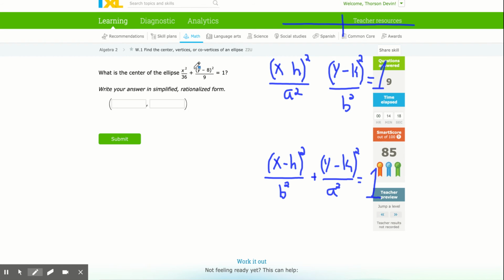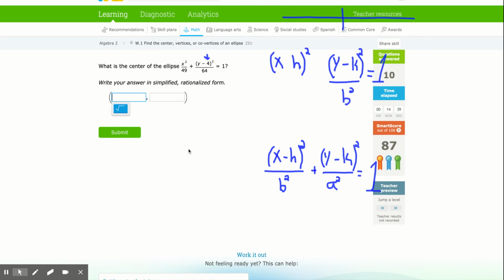Now this one does have a shift in the center, right? Because the center has been shifted the opposite of what you see. It's been shifted 8 units up, but the horizontal shift is still 0. So I have a center of (0, positive 8).